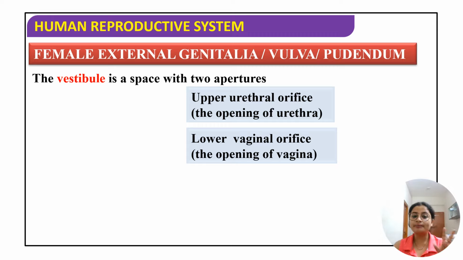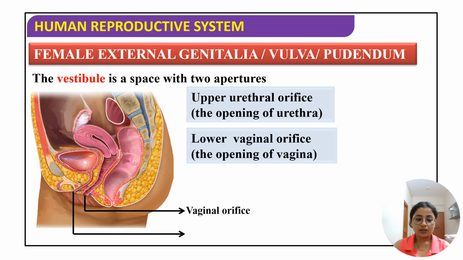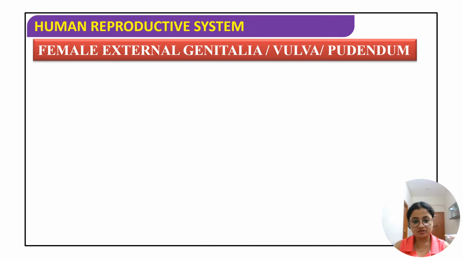Okay, so the two openings are different, unlike in males where there was only one opening, that is the orifice of the penis, from where urine will come out and sperm will also come out. Okay, but in case of females the two openings are different. Okay, so one will be the vaginal orifice, one will be the urethral orifice, as you can see.